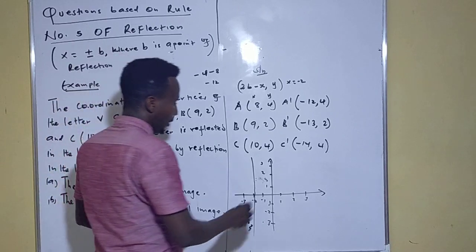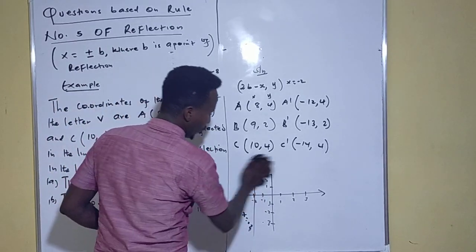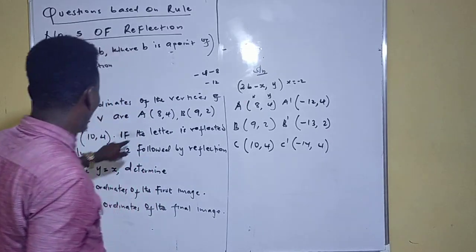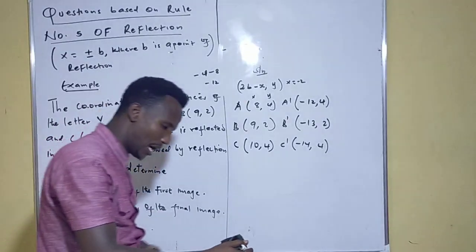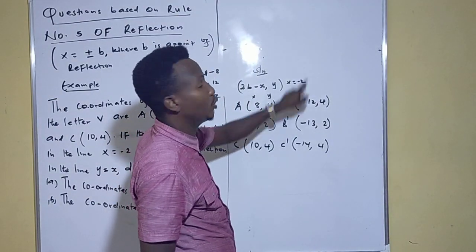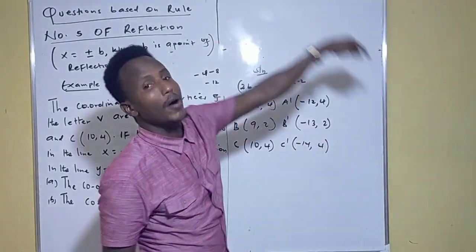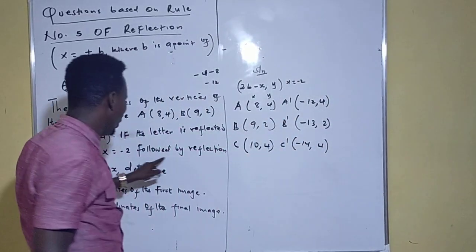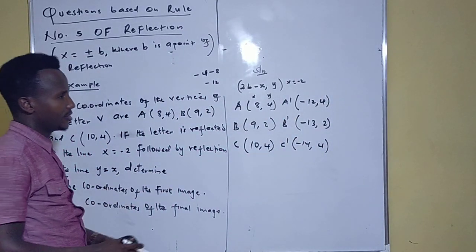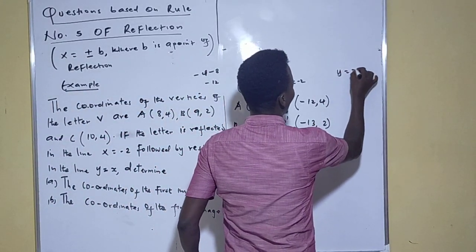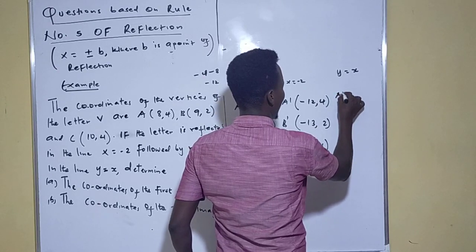Then we are told, look here, followed by, which means you'll have double prime. We are reflecting this image into another line. They are saying followed by a reflection in the line y is equal to x. This is rule number 3. So y is equal to x, you remember. So I will have a double prime.